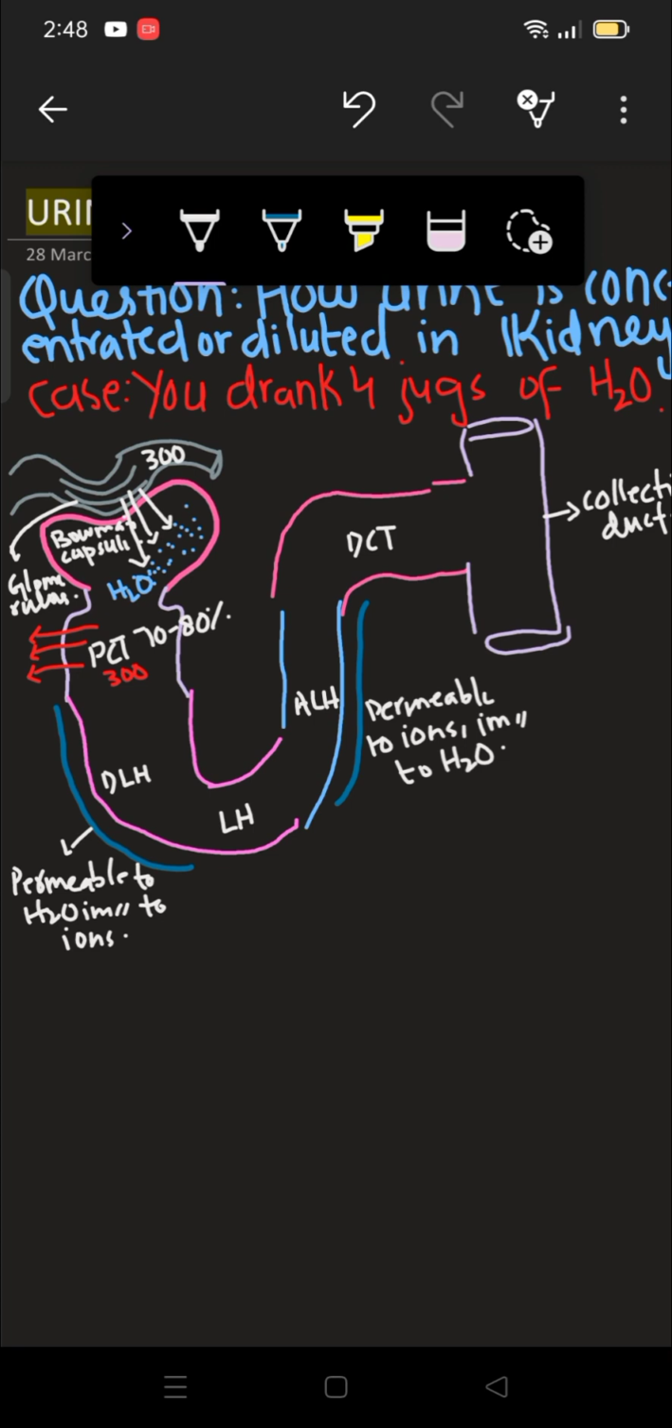Anyhow, it has to be done. So this reabsorption is what we call the obligatory reabsorption. From the PCT, the water has to be reabsorbed. Either the water is low or water is high in the nephron, but it has to be reabsorbed from the PCT. That reabsorption is what we call the obligatory reabsorption.